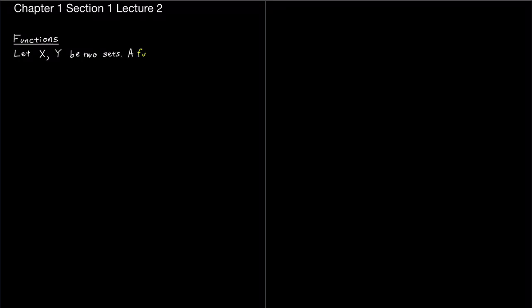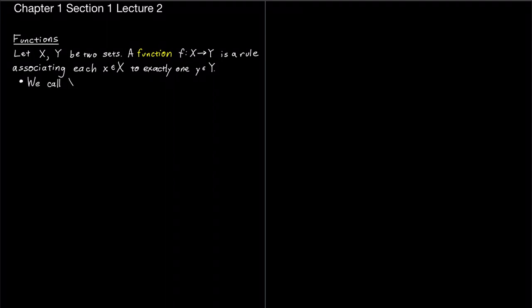And then a function f from X to Y, we write it with a colon and an arrow like that, is a rule that associates each element little x of our set X to exactly one element little y of our set Y. And then we call X the domain. And that's pretty consistent. Pretty much everyone uses domain to mean that.